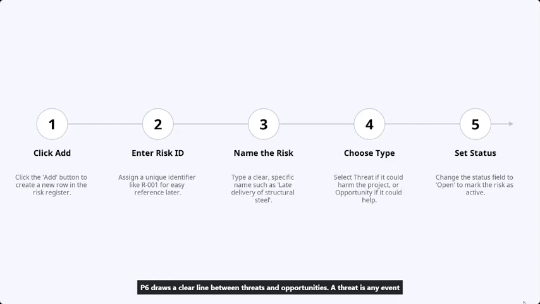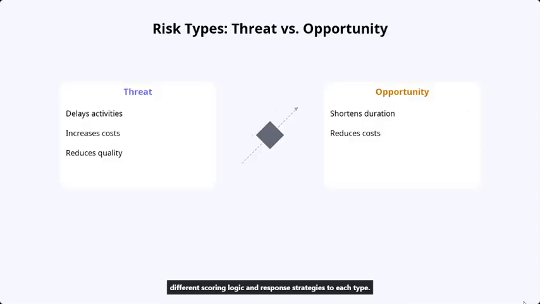P6 draws a clear line between threats and opportunities. A threat is any event that could set your project back, a delay, a cost overrun, or a quality issue. An opportunity is something that could push things forward, like an early delivery or a cost saving. Classifying correctly is crucial because P6 applies different scoring logic and response strategies to each type.